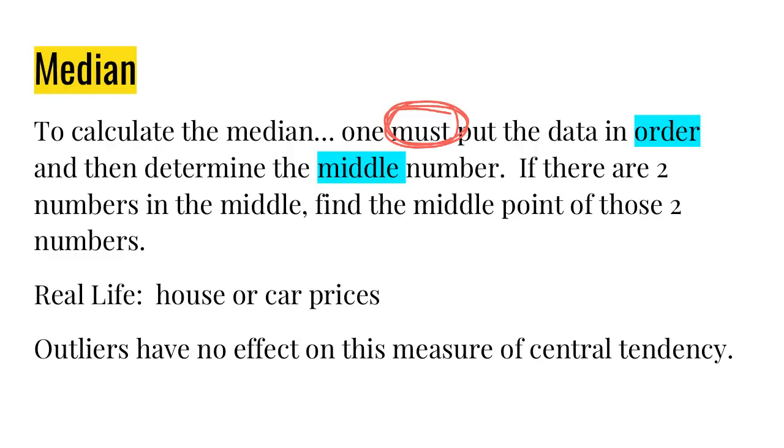In real life, the median is used when we're talking about a house or a car price. We know that there are really, really cheap houses and cars, and we know there are really, really expensive houses and cars, but we want to know the middle type price, and so that's the median. And because you're finding the middle number, the outlier that I talked about earlier doesn't have any effect. So if you have outliers, the median might be your best choice for the measure of central tendency to use.